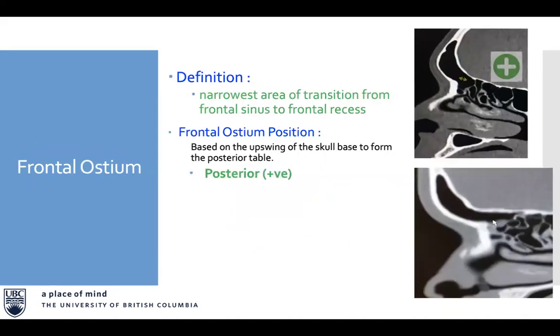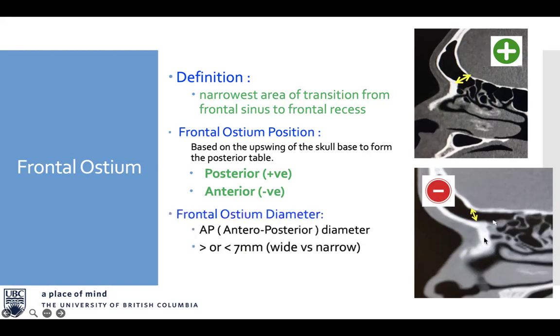So the ostium is the narrowest area of transition from the frontal recess into the frontal sinus, right? So if the frontal sinus ostium upswing is posterior to the anterior buttress, then that's considered a FOD positive and an easier case. Then if the upswing is anterior to the buttress, in which case it's a FOD negative, it's a much harder surgery to carry out, particularly if you rip the mucous membrane out in that opening.